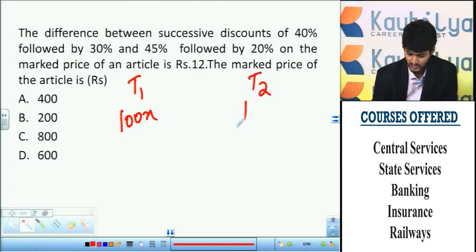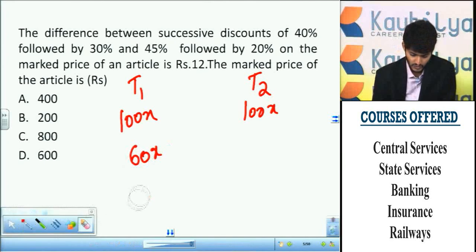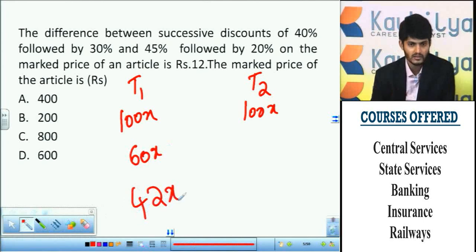In both cases, in the first transaction, you have given a discount of 40%. So if you remove 40, this will end at 60 after the first transaction. On this again you gave a discount of 30%. So 10% of 60 would be 6x. So 30% would be 6 into 3, that would be 18. So if you remove 18, the final cost of this item would be around 42x in the first transaction.